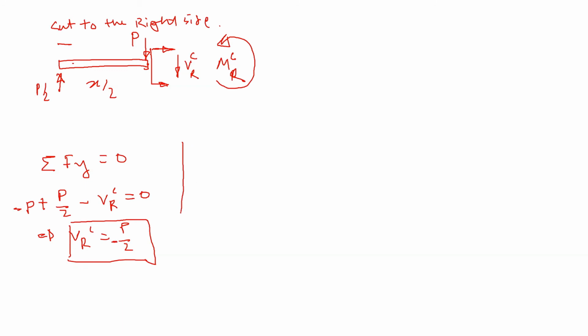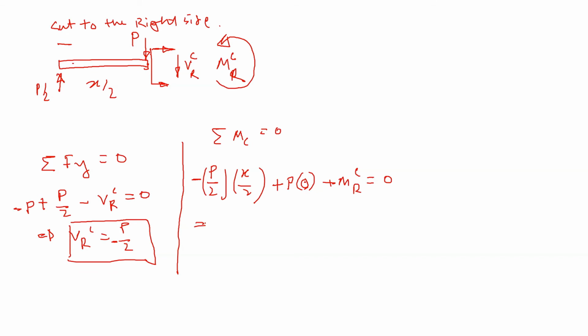Now let's do the moment calculation. So summation of all moments at C is equal to 0. For P by 2, it's going to be P by 2 times the distance x by 2. Now you see that will create a clockwise moment, so I'm going to say negative. For this P force, it will also create a clockwise moment, but the value is 0 because the distance is 0. Now plus the moment we applied at that point is equal to 0. So M_CR is equal to Px by 4.